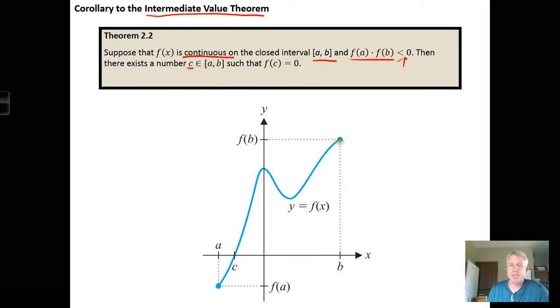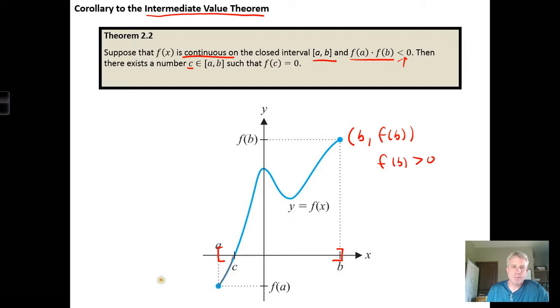And in a picture, this is what it really would look like. We have a closed interval from a to b, and we have a function that is continuous. We can draw it without lifting our pencil. It's continuous on that interval from a to b. So when we plug in an input of b, we get an output f of b. And in this case, clearly, because we're above the input or x-axis, we see that f of b is going to be a positive number.